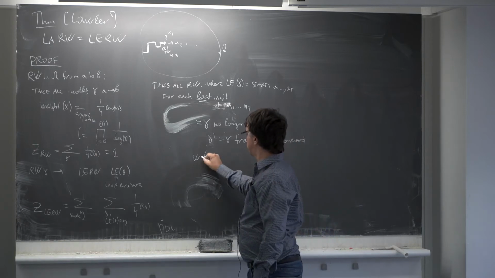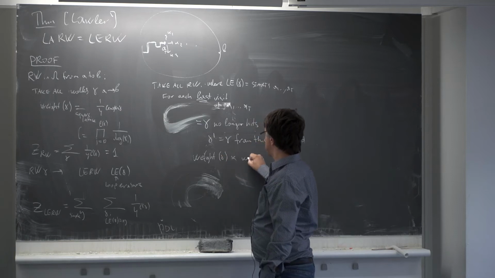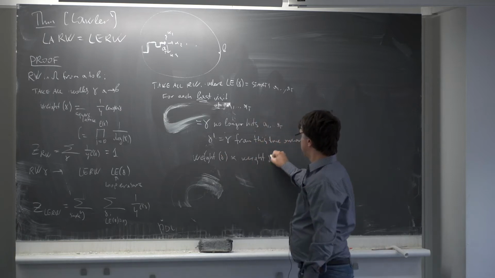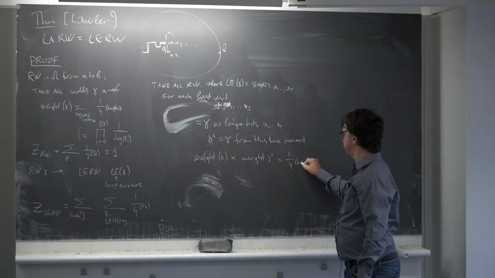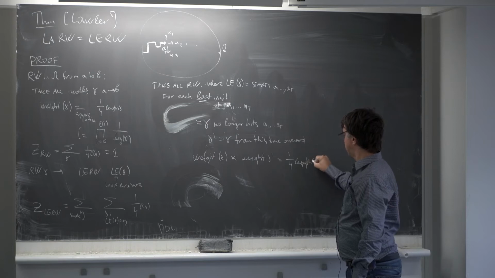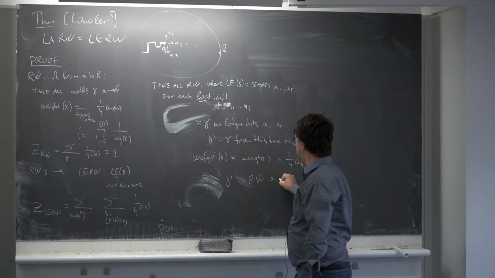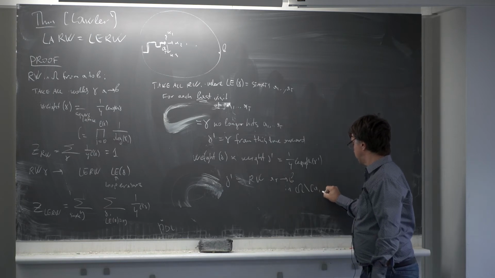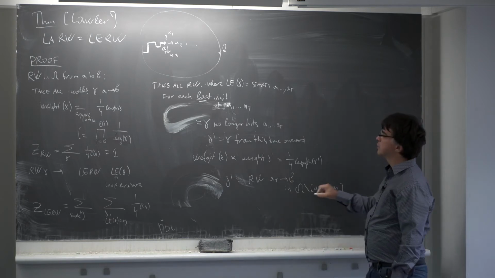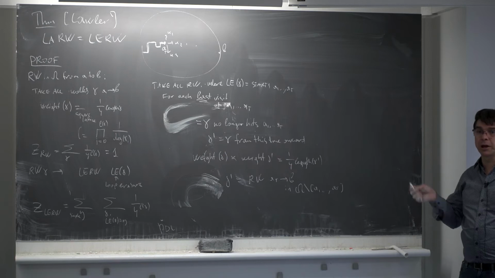Then the weight of gamma is proportional to the weight of gamma prime, which is 1 over 4 to the power of the length of gamma prime. And gamma prime is a random walk from A, C to B in the domain omega where you excluded this curve. So you are not allowed to hit this curve, so it's just a random walk in the remaining domain. So on the remaining graph.